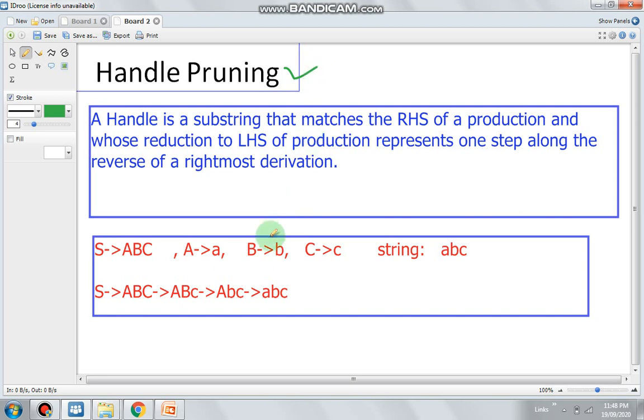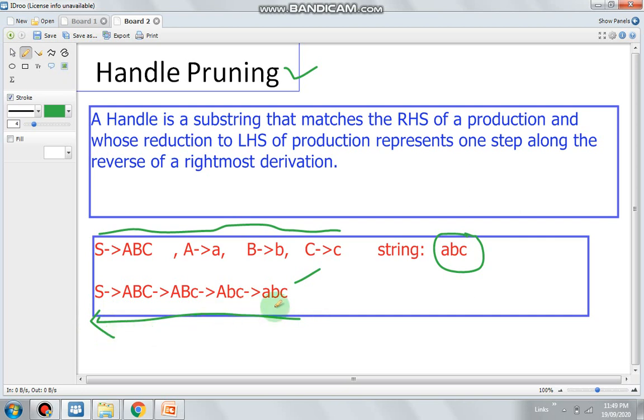First of all, we will try to understand handle pruning taking a suitable example. Then I will define handle pruning. So suppose this grammar has been given to you and you have been asked to find out rightmost derivation of input string ABC. In order to find out rightmost derivation in reverse order, that means starting with the input string and going to the start symbol of the grammar, you need to use handle pruning.